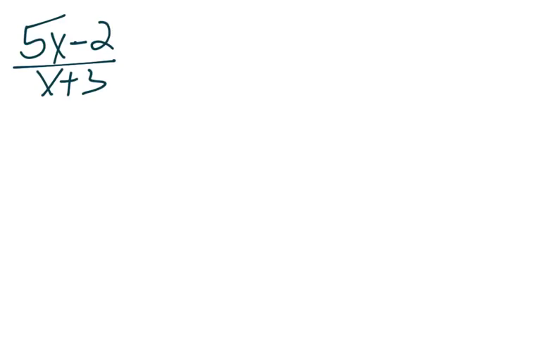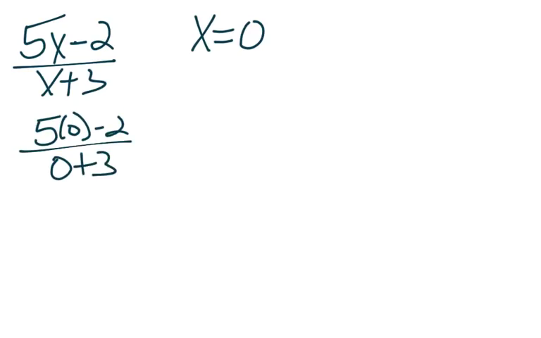Anytime we have variables in the question and variables in the answer, we can put in our own numbers for that variable. I am going to use 0 today, because it makes this one nice and clean and neat. So x equals 0. If I put in 0 for x, I get 5 times 0 minus 2, and then 0 plus 3. Anything times 0, of course, is 0. So we get negative 2 over 3. That's our answer when x equals 0.